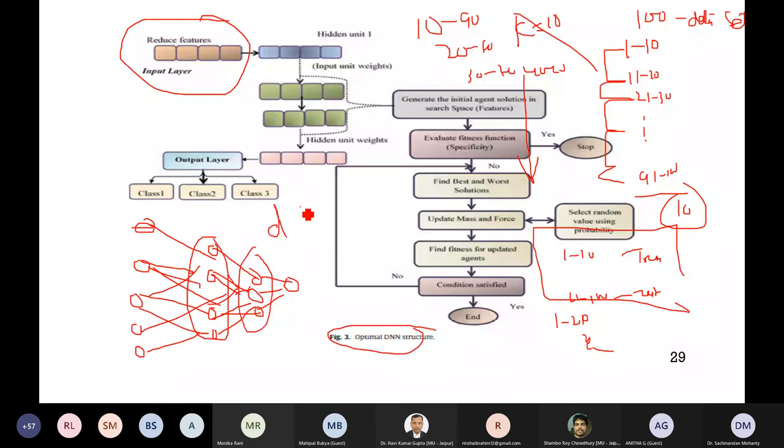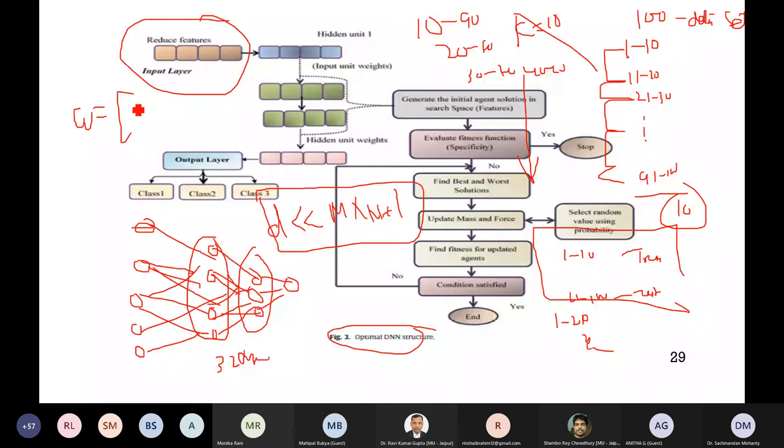Now come to your weight. Generally, suppose your M case is equal to 32 into 32. You have to find the 32 into 32 number of rows and columns. That must be a hidden layer from 0 to 1. You make the rand function, 0 to 1. Then you allow the neural network to train and test like that.